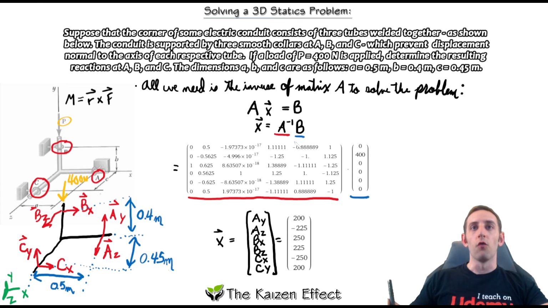Basically, you go row, column for the first entry. So that's 0 times 0 plus 0.5 times 400. That gives us the 200 right here. Everything else is multiplied by 0. It ends up as 0. That's the final result for AY.